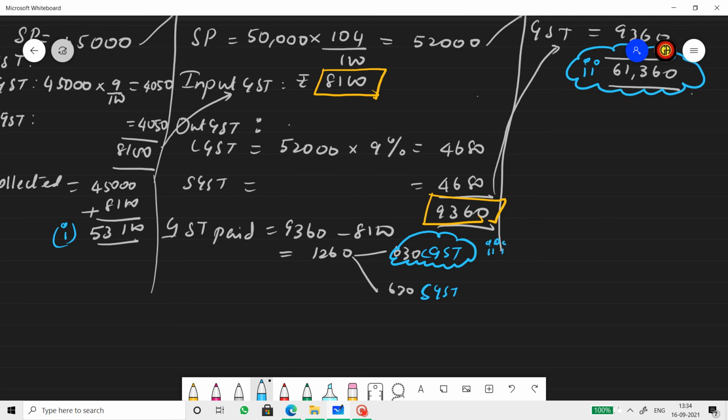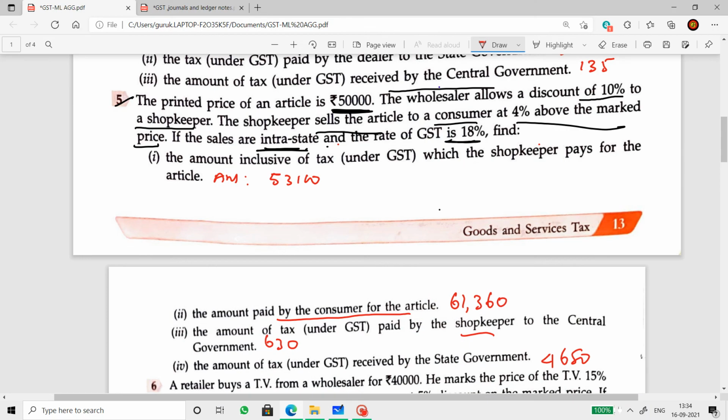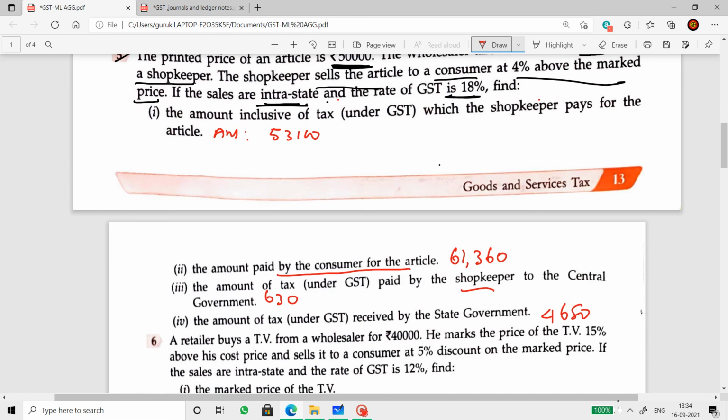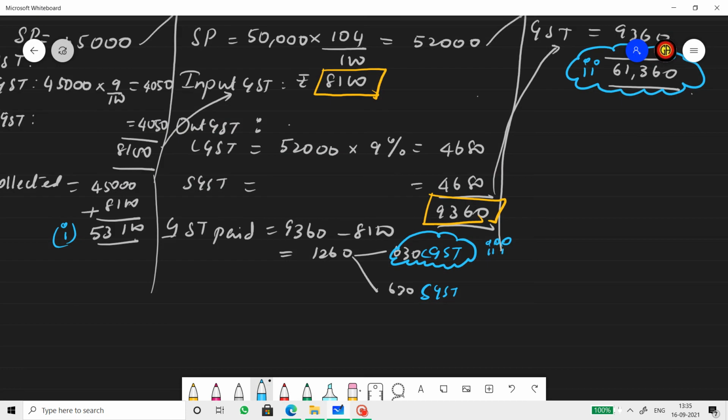Third subdivision. Now the last, the amount of tax received by the state government in total here. And they haven't used the word total, but that's what it means. All the tax received by the state government for this product at different stages. So the state government received 4050 from manufacturer. State government received 630, isn't it? So therefore subdivision number 4 will be 8,000.